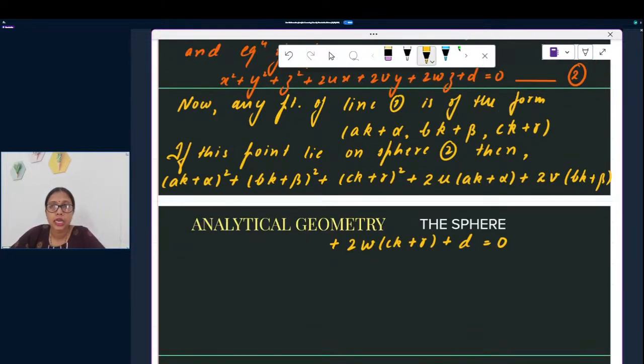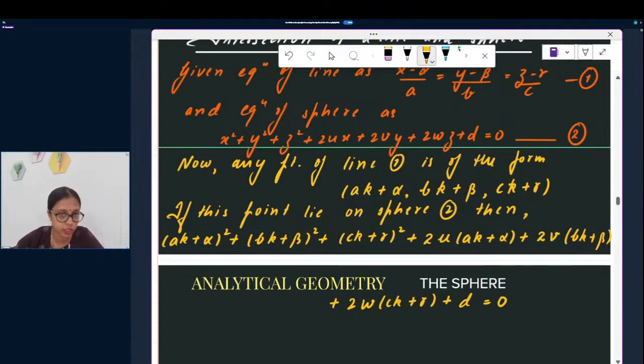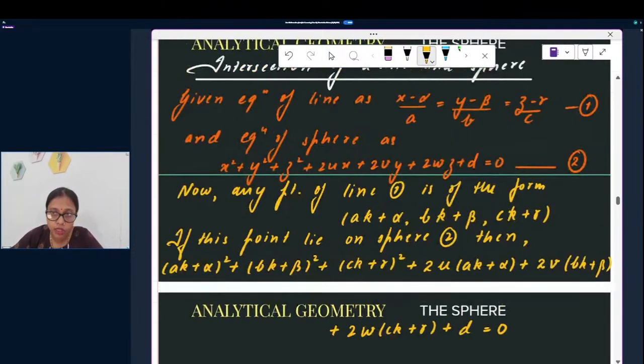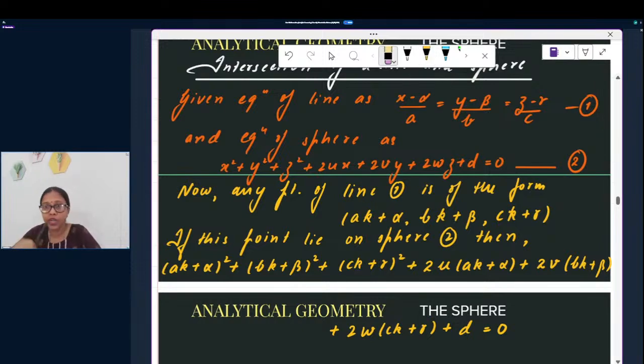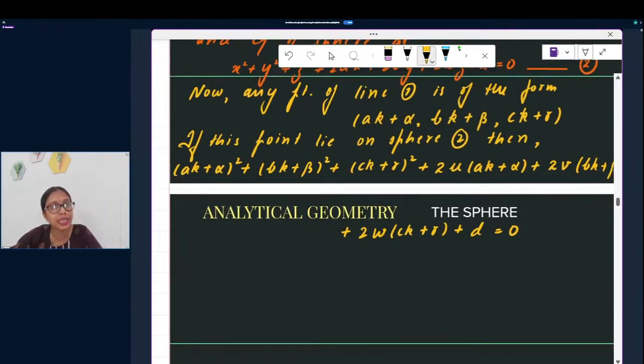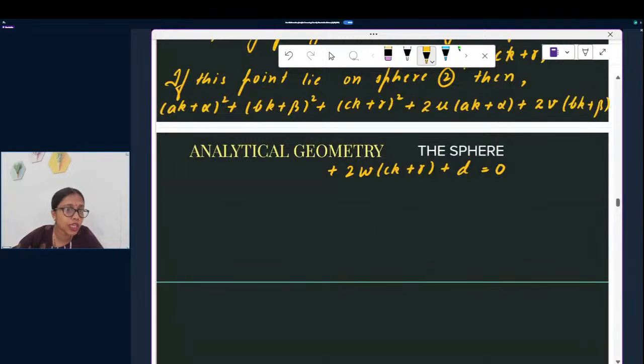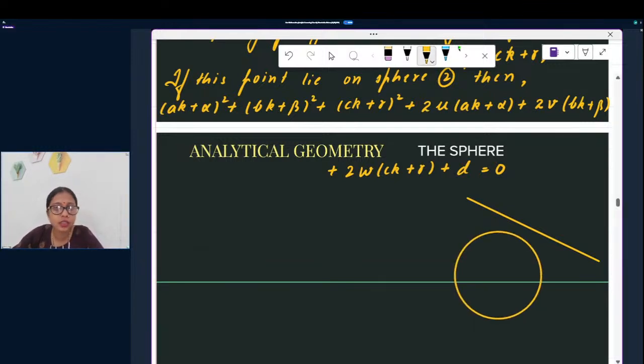Okay. Now, what do we want to find? We want to find all the points of intersection. So every point that I get on the line and the sphere will be of this form. That means I'm finding the value of k here. So the obtained equation can be written as an equation in k, and as you can observe, this will give me a quadratic in k. Obviously it will be a quadratic because the intersection of a line and a sphere can give me a maximum of 2 points, right?